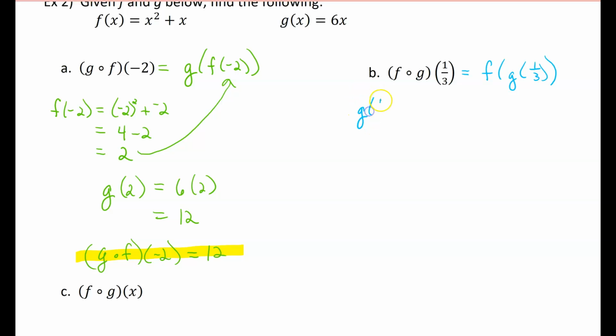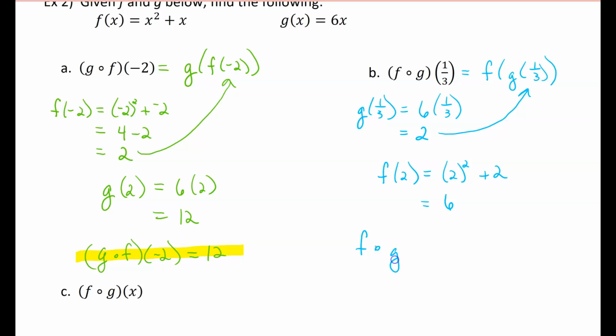So I evaluate g of 1/3, which is 6 times 1/3, and that gives us 2. And so again, I'm going to replace my g of 1/3 with the 2. So now I have f of 2, which I will now evaluate. So this is 2 squared plus 2, which is 4 plus 2 is 6. So therefore, f of g of 1/3 is equal to 6.